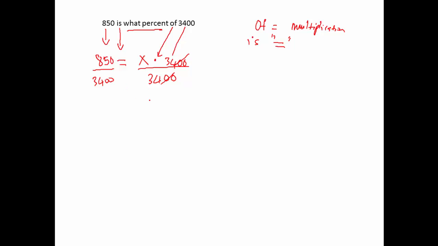Cancel. X equals A50 divided by 3400, which gives you 0.25. Remember, the question is asking for the percent, so we have to convert from decimal to percent, which means we move the decimal 2 places to the right, which is 25%.